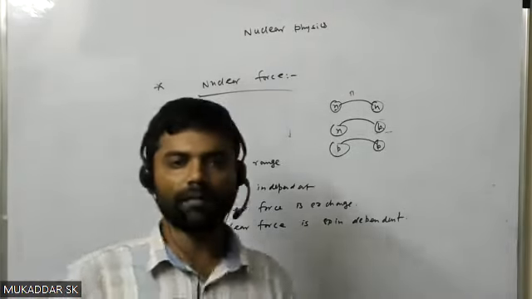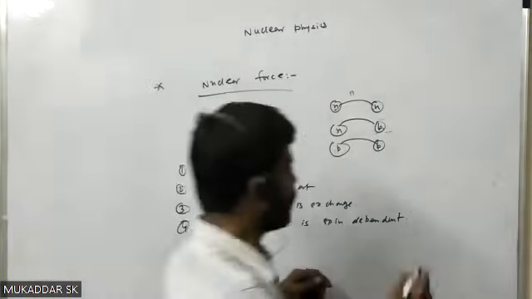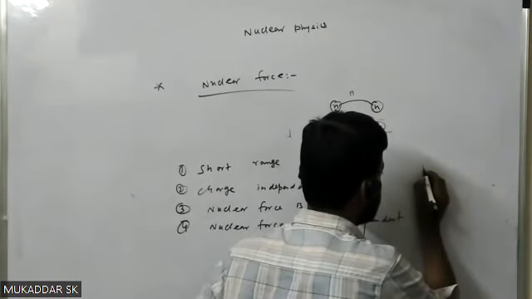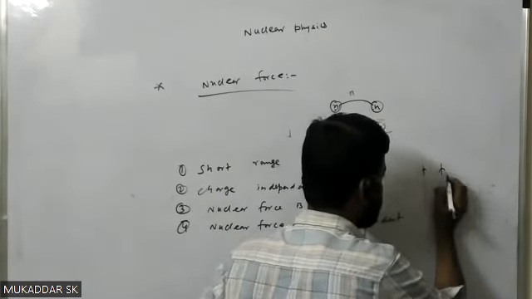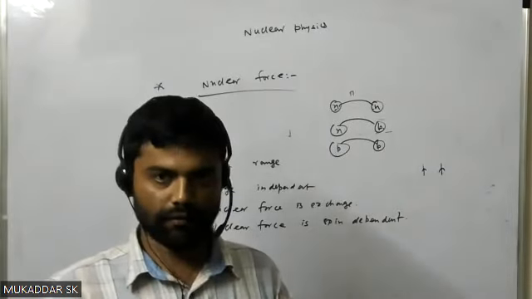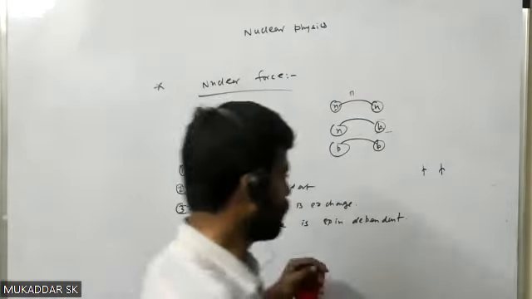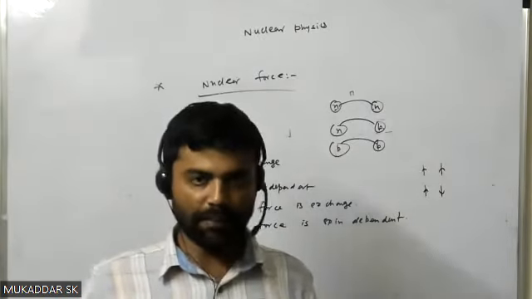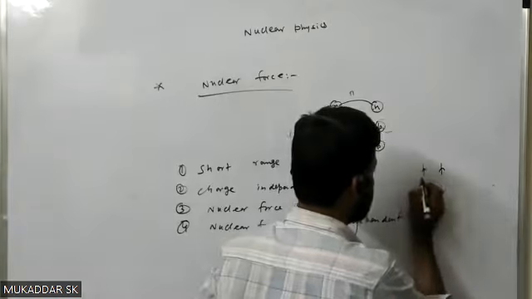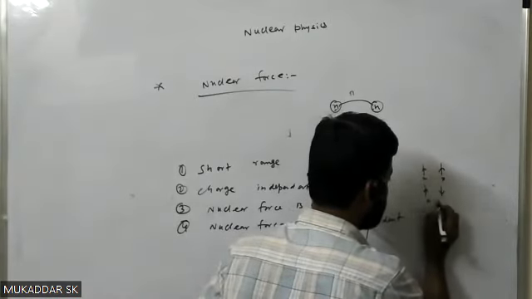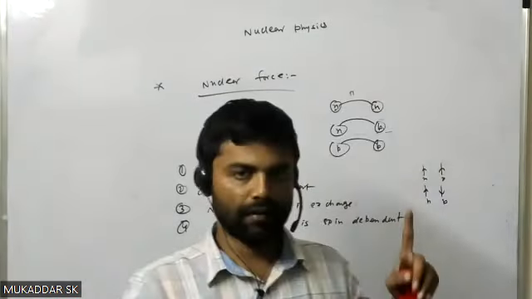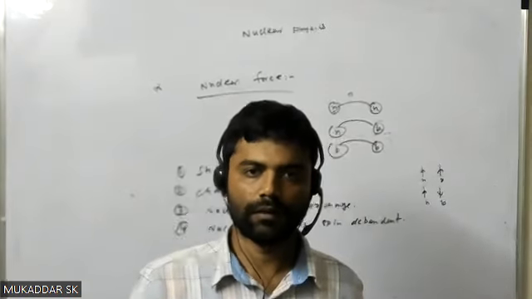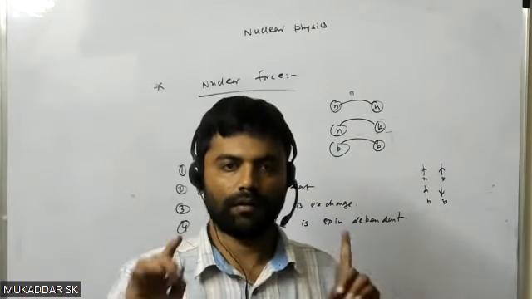So inside the nucleus you have many nucleons. If two nucleons have spin parallel, nuclear force will be large. If two nucleons have spin anti-parallel, then nuclear force will be small. It means nuclear force is spin dependent.